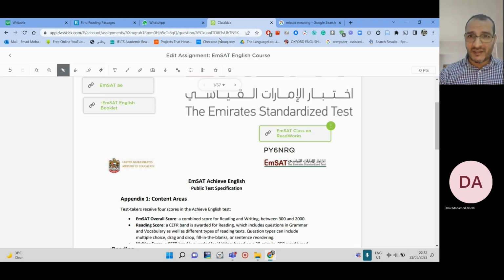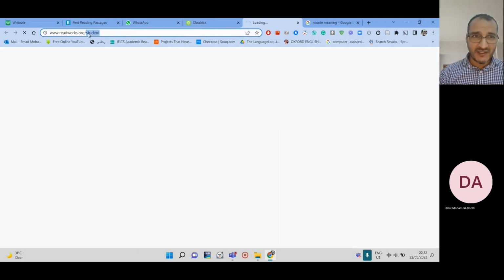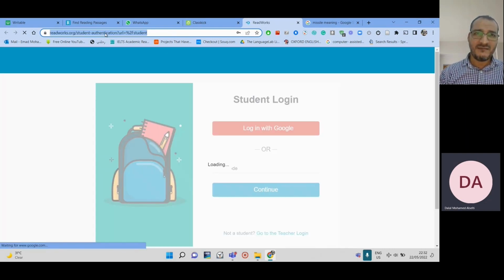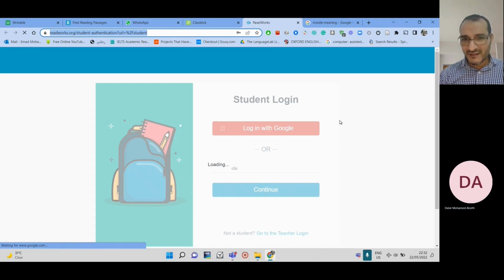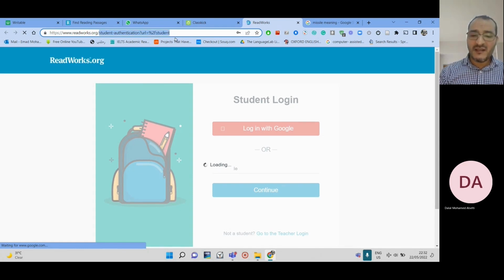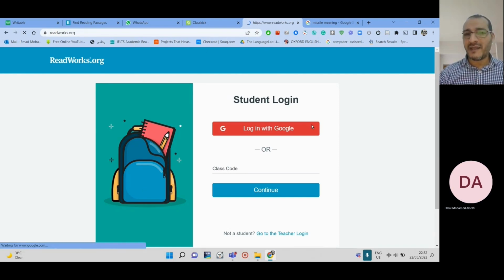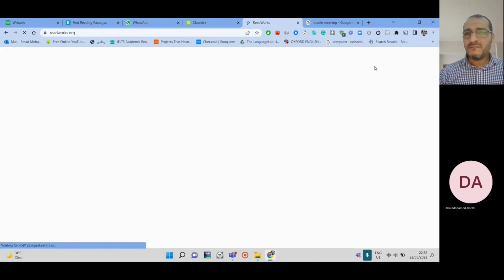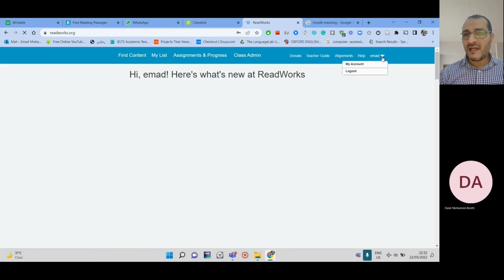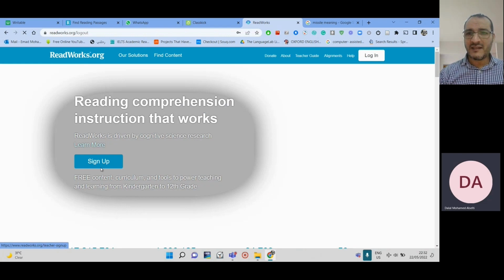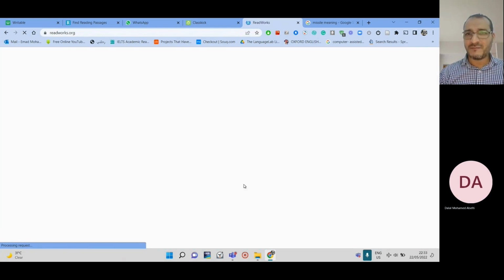This is the student login. You see, the word is student. Can you see this link here? Yes, this is the student login. But if you go to the homepage, readworks.org, this is the homepage. And you just create your own, sign in. I am already signed in. I will sign out, and sign in as a teacher, and that's all. Yes, sign up, and start as a teacher.